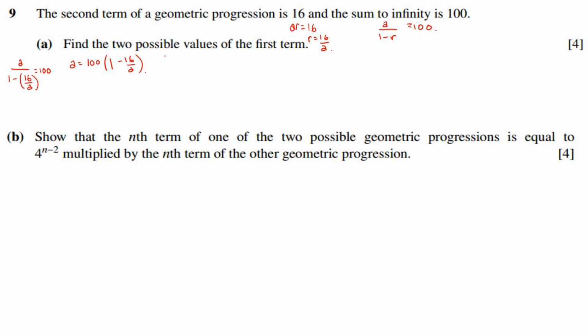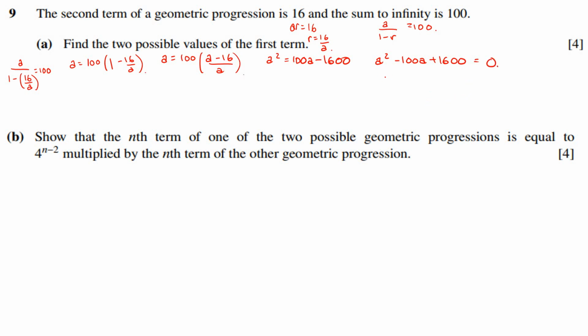Next I'm going to call this A over A, so I'm going to end up with A equals 100 lots of A subtract 16 over A. Multiplying up that A, I'll end up with A squared equals 100A minus 1600. So this is multiplying up that A and expanding in that 100. So that'll end up with A squared minus 100A plus 1600 equals 0.